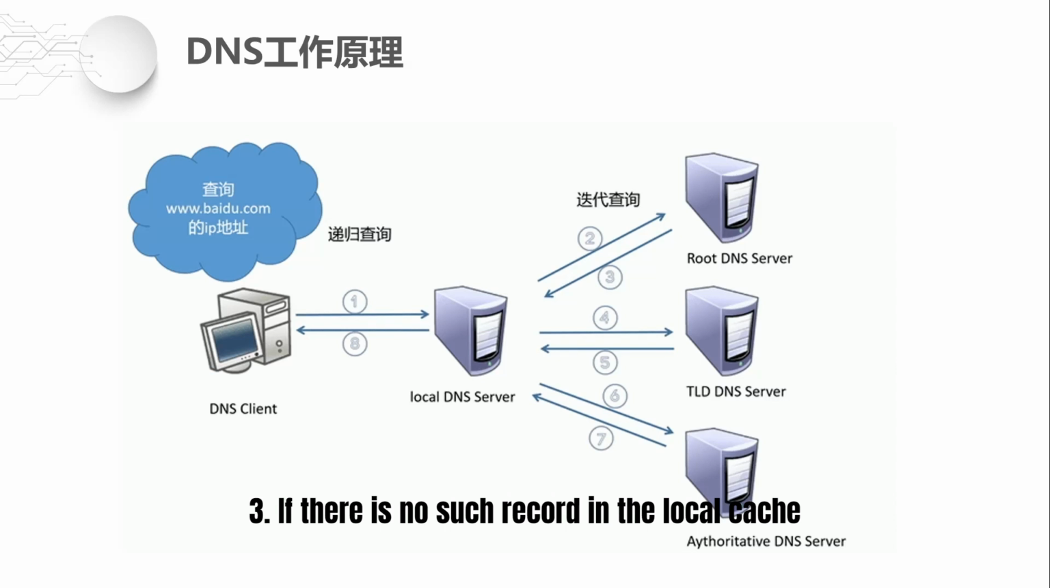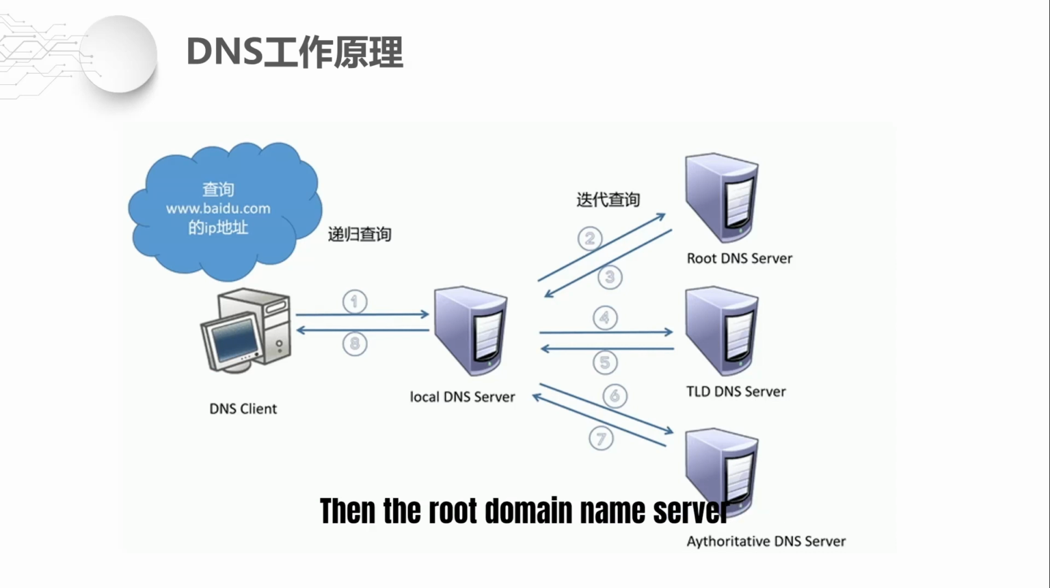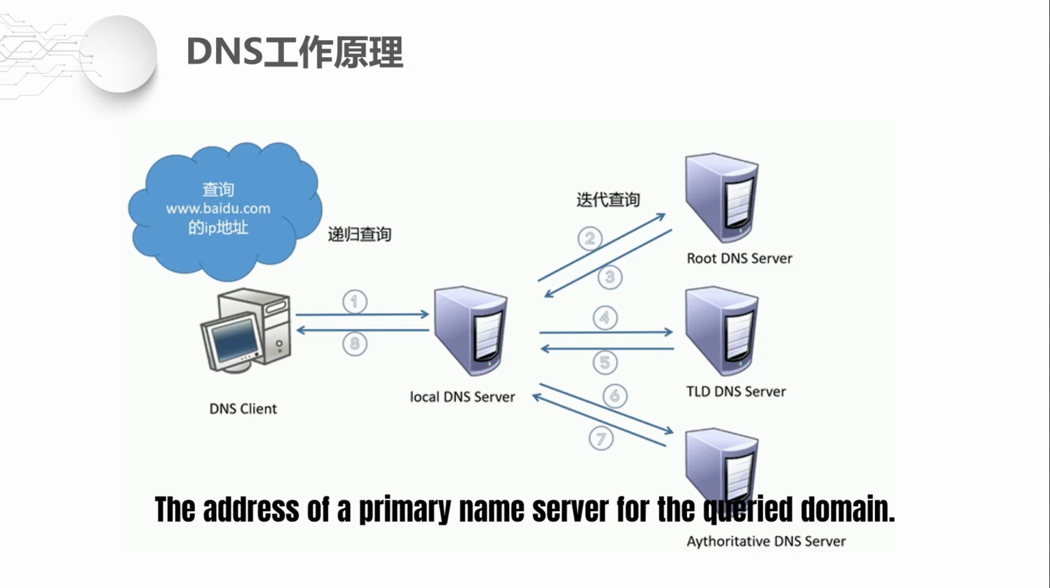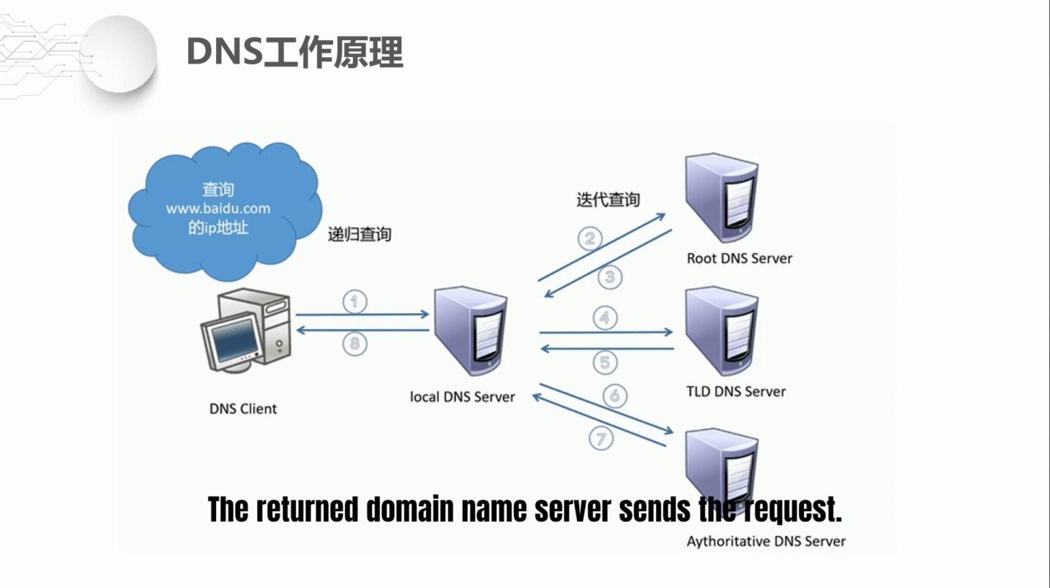3. If there is no such record in the local cache, then the local domain name server will directly send the request to the root domain name server. The root domain name server returns to the local domain name server the address of a primary name server for the queried domain. 4. The local domain name server takes another step up and sends the request to the returned domain name server.